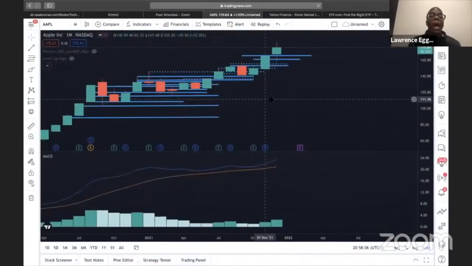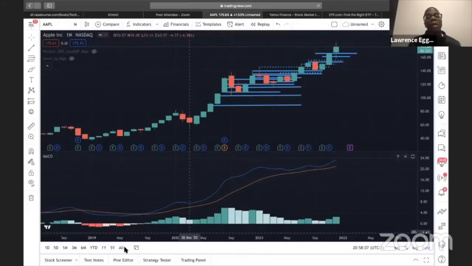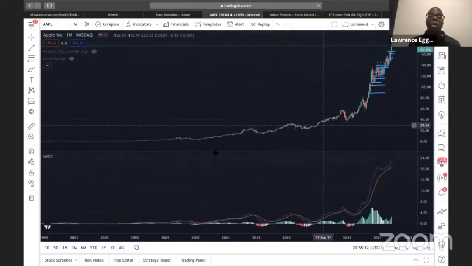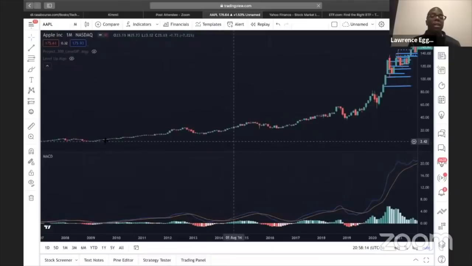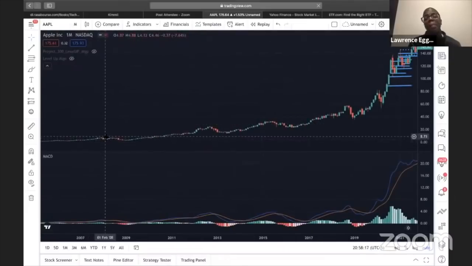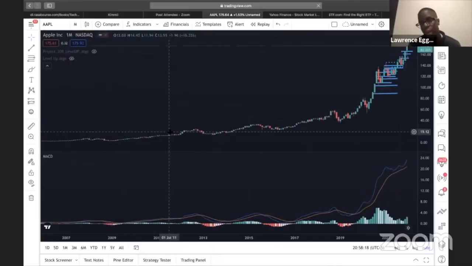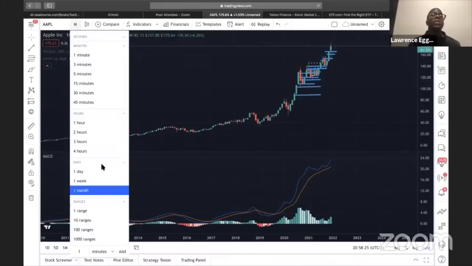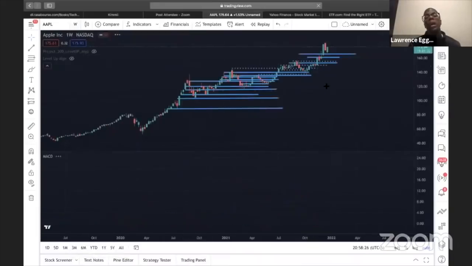As we've seen, if we hit this all-time chart for Apple and look back all the way to 2008, Apple was about $8 a share. We see it's now at $175. So we've been able to determine that this stock is in an uptrend. Now this is where we'll go down to the weekly time frame.